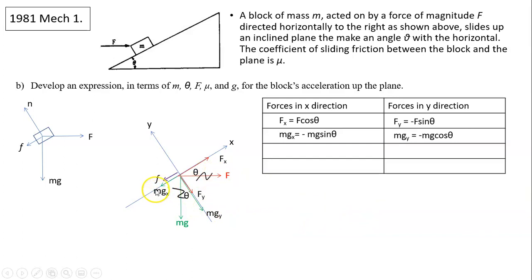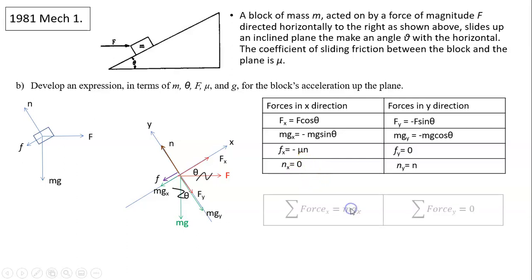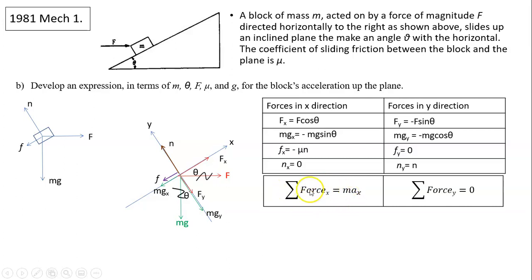The other force is this friction force. This friction force only has an x component, which is negative mu times Fn. Fn is just n. It has no y component. Last force is normal force. This normal force only has a y component and has no x component. So we know the block is only moving in the x direction. In the y direction, the force is 0.